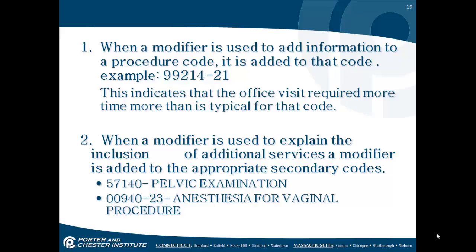When a modifier is used to explain the inclusion of an additional service, it's added to the appropriate secondary code, such as you have the 57140 for pelvic examination, and then 00940-23 for anesthesia for vaginal procedure.